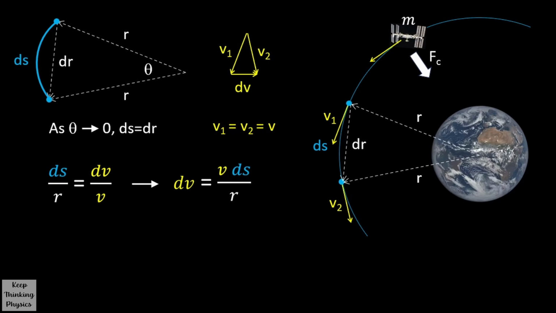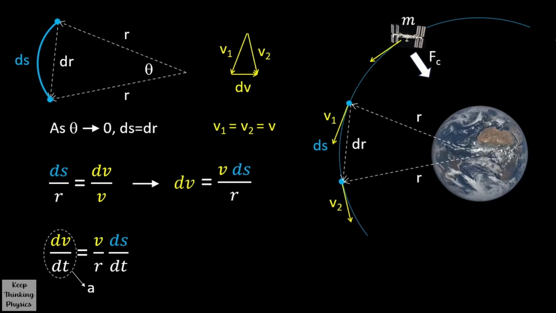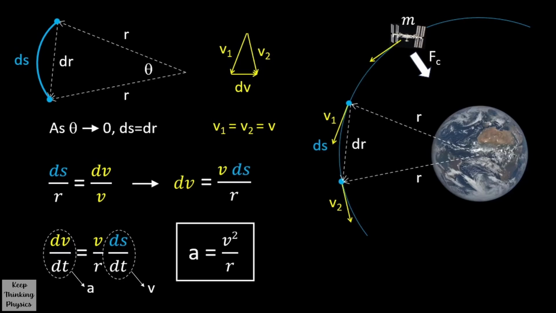We are looking at a very small interval of time, dt. So if we divide both sides by dt, we get this relationship. In this equation, we can see that we have dv by dt on the left, and we know this equals acceleration. We also have ds by dt on the right, and we know this equals velocity. So we can write a new expression as a equals v squared over r. And this is the acceleration of the ISS in its orbit. This is what we call the centripetal acceleration.